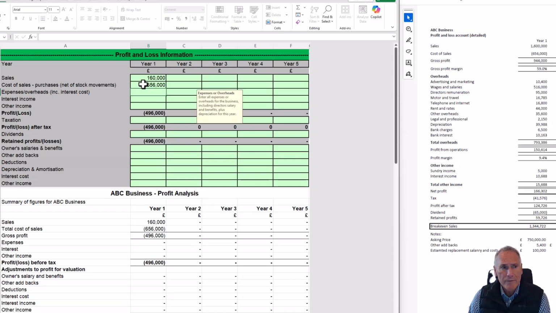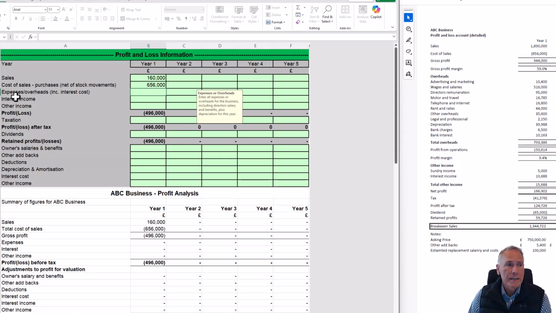Just enter everything as a positive. You'll notice on this P&L account, cost of sales is in brackets, which is effectively a negative. So it's denoted such that you take the sales less the cost of sales gives you your gross profit. But the AcquiCalc template will do that calculation for you. So just enter these as a positive.